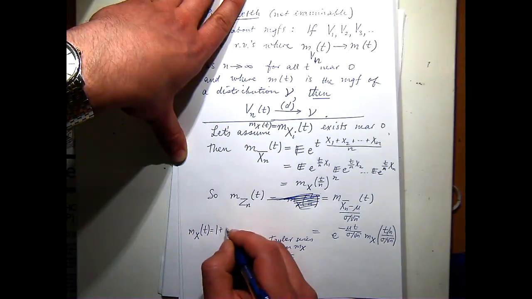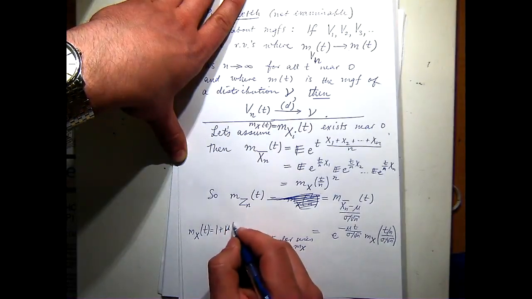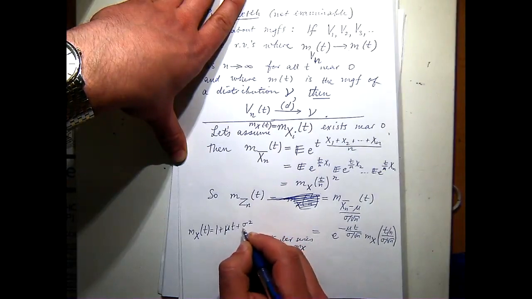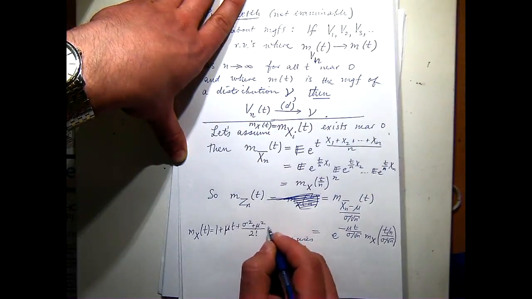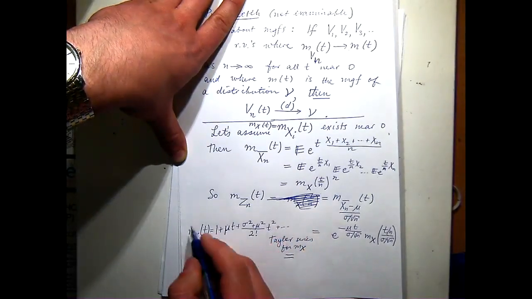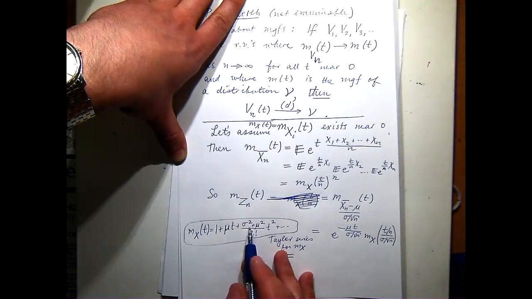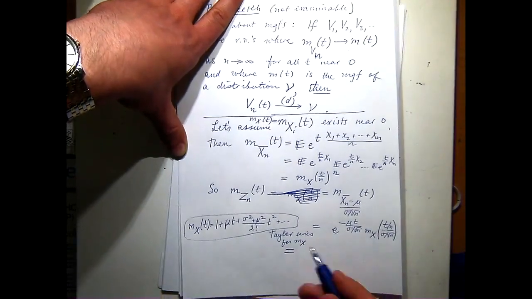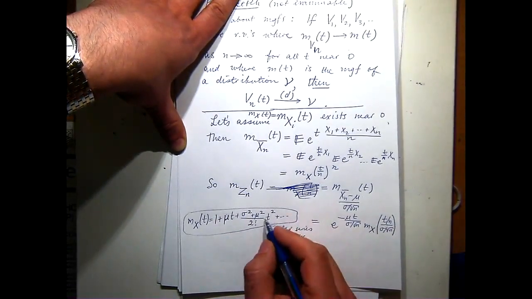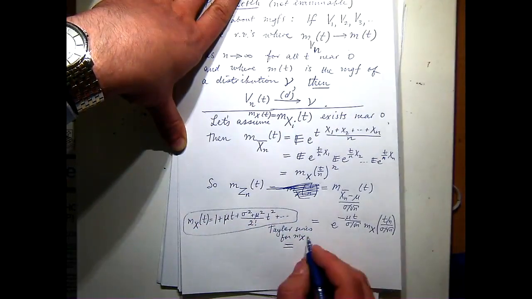So it's 1 plus mu t, where mu is known to be the mean of x, plus sigma squared. By the way, what goes in the moment generating function is actually the raw moments, not the centered moments. So the first raw moment is mu. The second raw moment is E[x squared], which is sigma squared plus mu squared. Remember that E[x squared] is mean squared plus variance. So I have that Taylor series, and because I know it exists around 0, that's a perfectly good thing to substitute in.